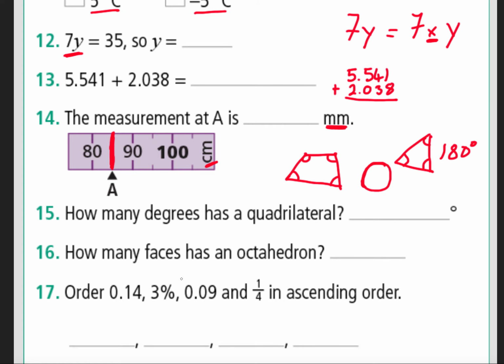Number 16, how many faces has an octahedron? So if you find the octahedron in the back of the book and count up its faces, you'll have your answer there.